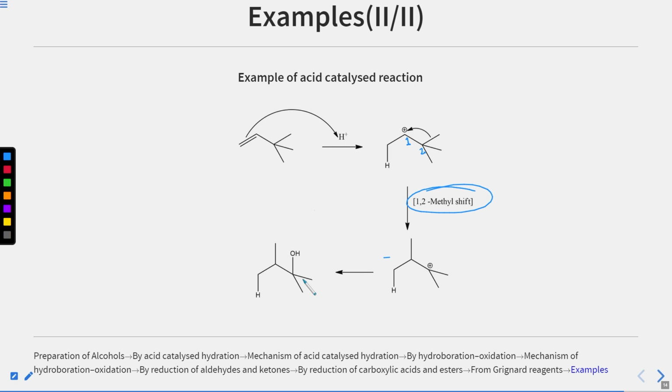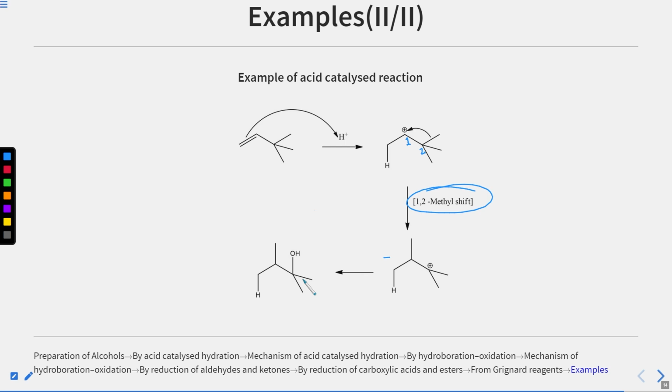Now the next one was Grignard reagent. For Grignard reagent, one point should be very clear: you should have a proper idea of how this Grignard reagent can be prepared. It is simply prepared by reacting our alkyl halide with magnesium in presence of dry ether. So you will get RMgX.